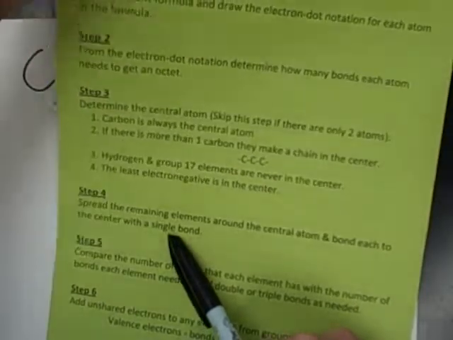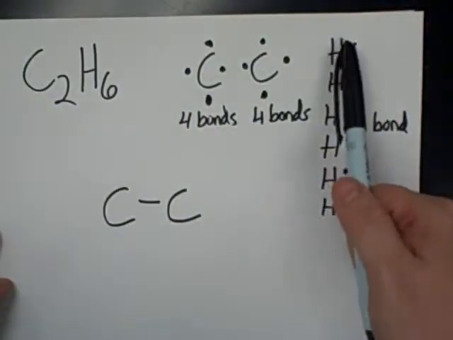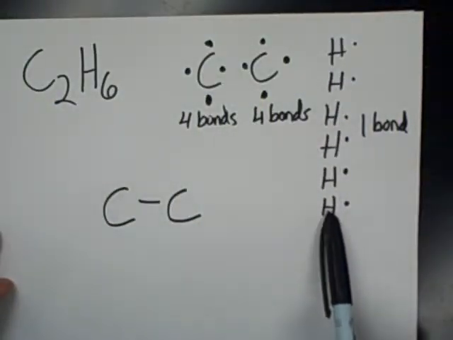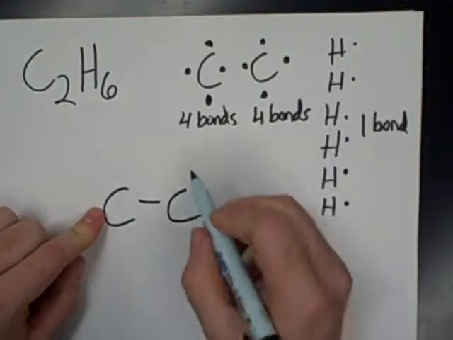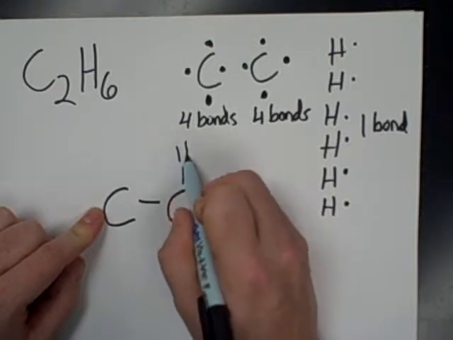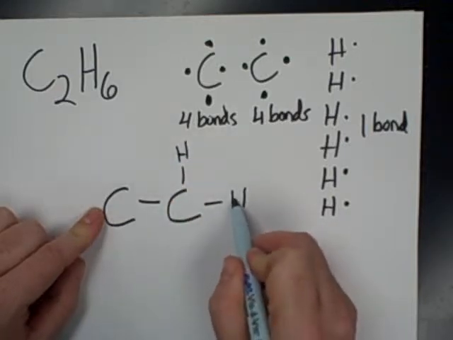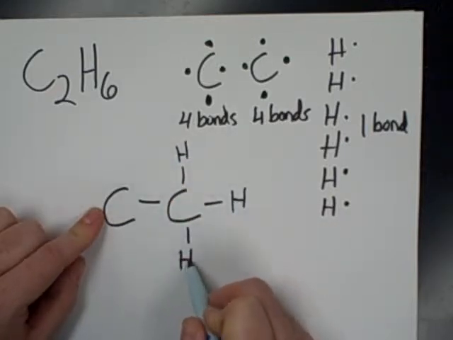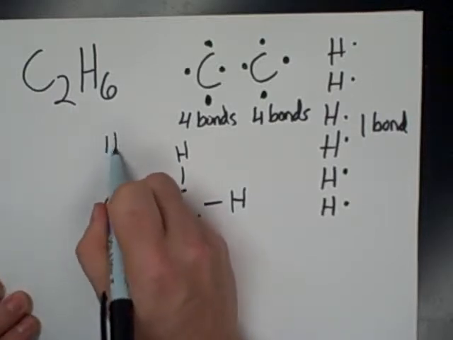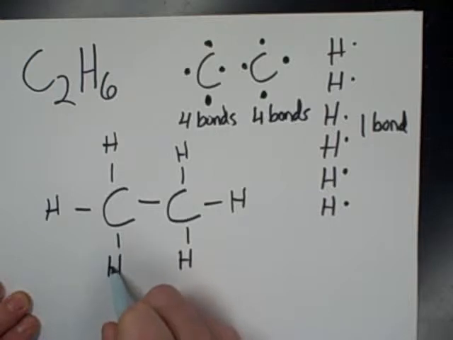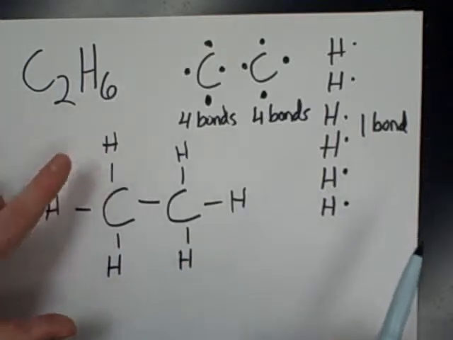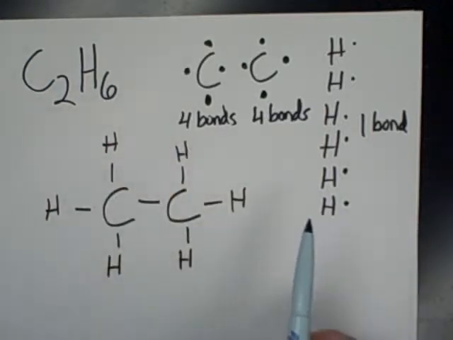Step 4, spread the remaining elements around the central atom and bond each to the center with a single bond. So, since we have 1, 2, 3, 4, 5, 6 hydrogens and 2 carbons, we'll give each carbon 3 hydrogens. We'll divide them up equally. And we're going to bond 3 to each carbon. So that way we have 1, 2, 3, 4, 5, 6 hydrogens.